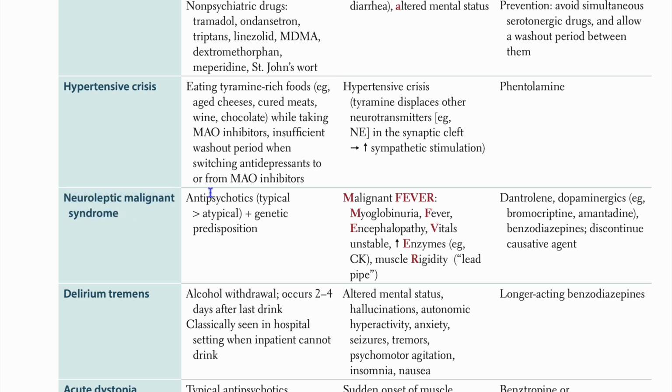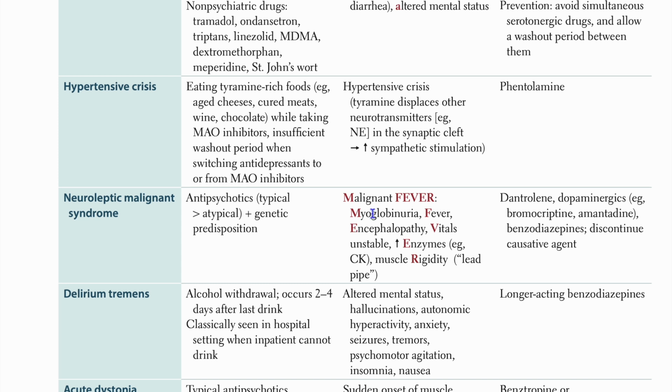Neuroleptic malignant syndrome. This is due to antipsychotics, typical more than atypical ones, plus a genetic predisposition factor. With this one, you have malignant fever, myoglobinuria, encephalopathy, unstable vitals, increase in enzymes, for example, CK, and muscle rigidity. So lead pipe rigidity. That's different than the cogwheel rigidity that you see in Parkinson's.